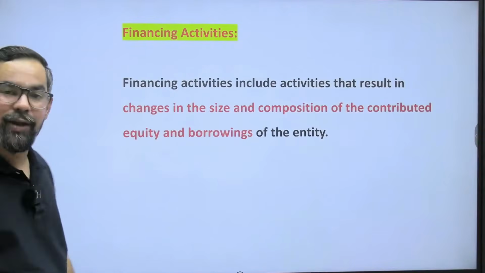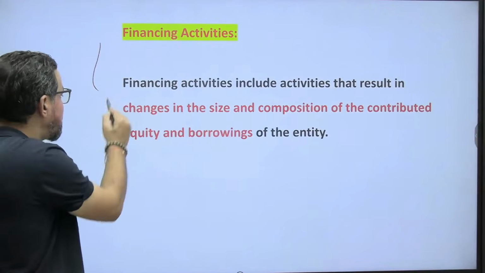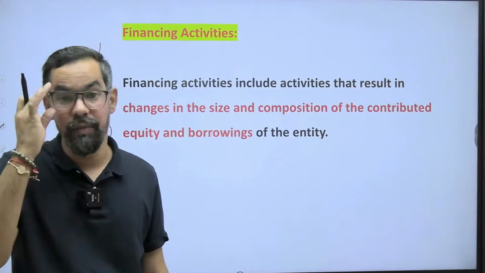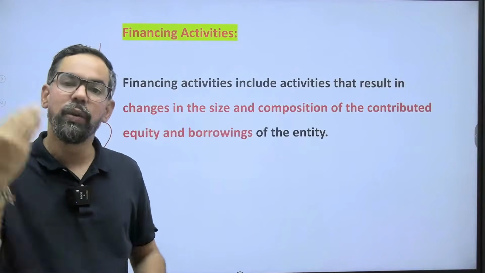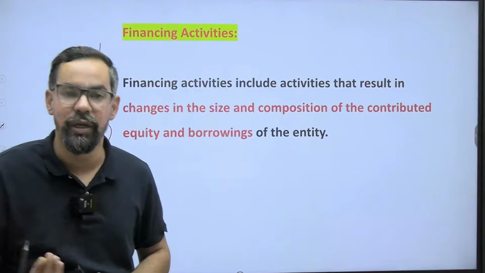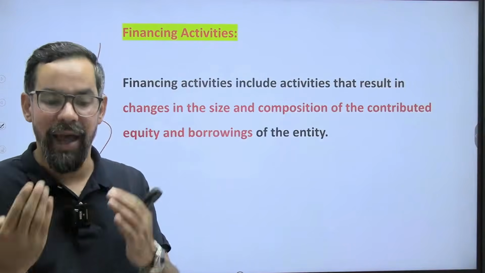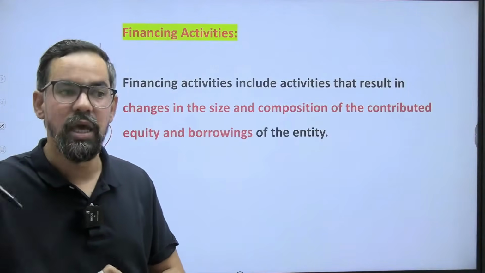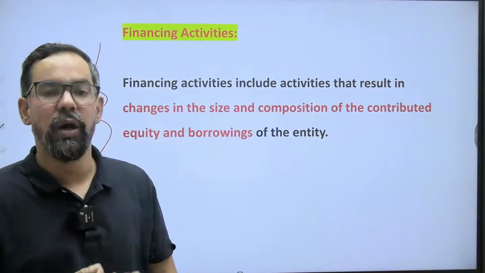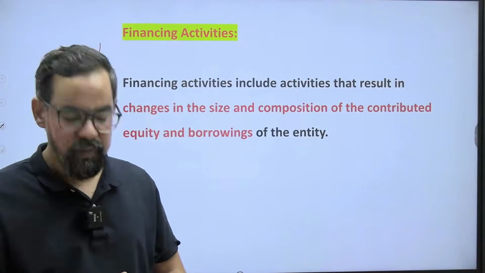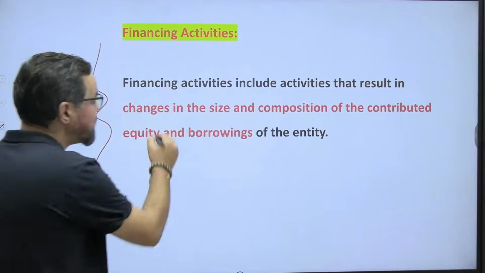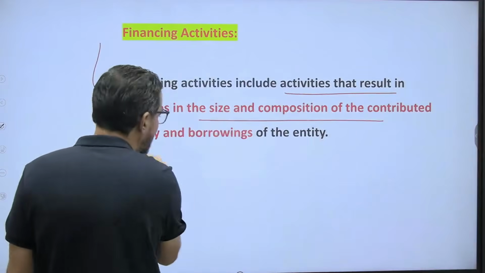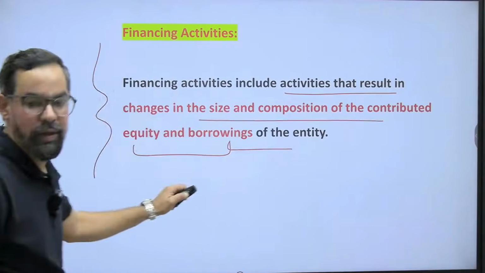Next one, the final one, is financing activity. Financing activities, as I said, make an impact on the company's equity and overall liability. Okay? So let's say if you issue shares, your equity will increase. If you buy back shares, equity will decrease. If you take a loan, bank loans, your liability will increase. Outside liability, borrowings will increase. If you pay off that particular loan, your debt will decrease, right? So financing activities include activities that result in change in size and composition of contributed equity and borrowings of the entity, right?